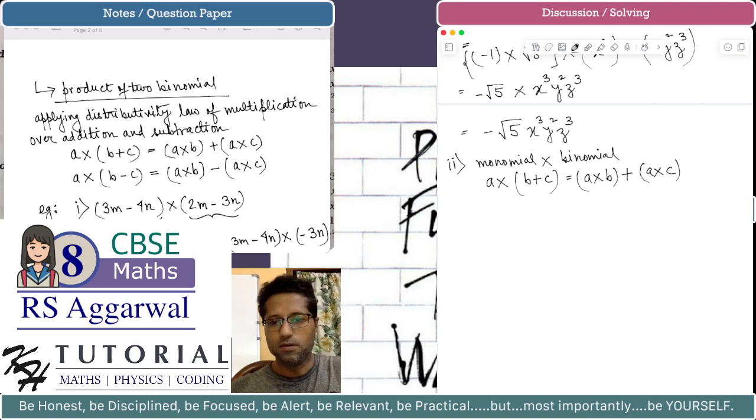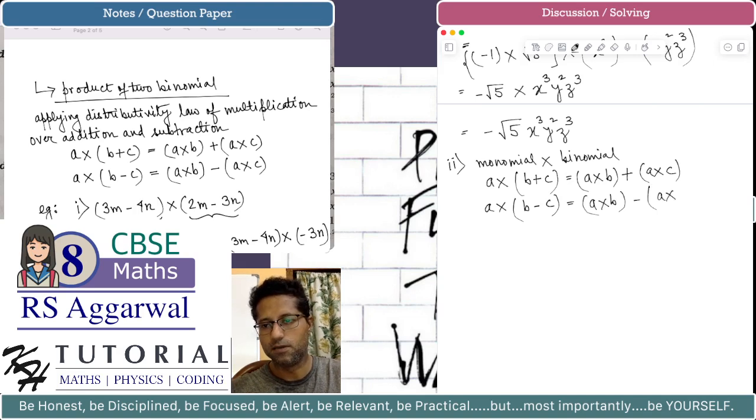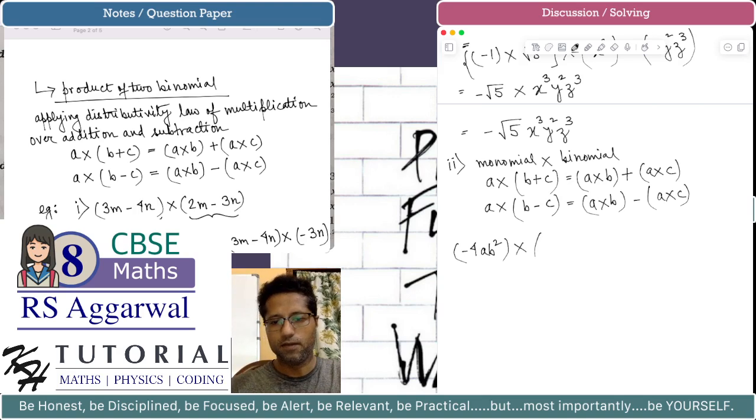Okay. Also, multiplication is distributive over subtraction. So a multiplied by b minus c is equal to a multiplied by b minus a multiplied by c. We will use these two properties in finding the product of a monomial and a binomial. So let us say we have to find the product of minus 4 a b square. This is a monomial, and we have to find its product with another binomial, let us say minus ab plus b cube.